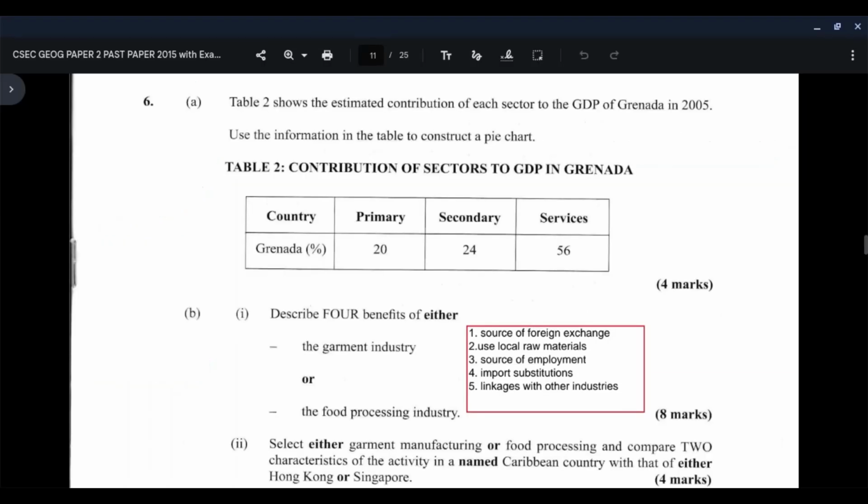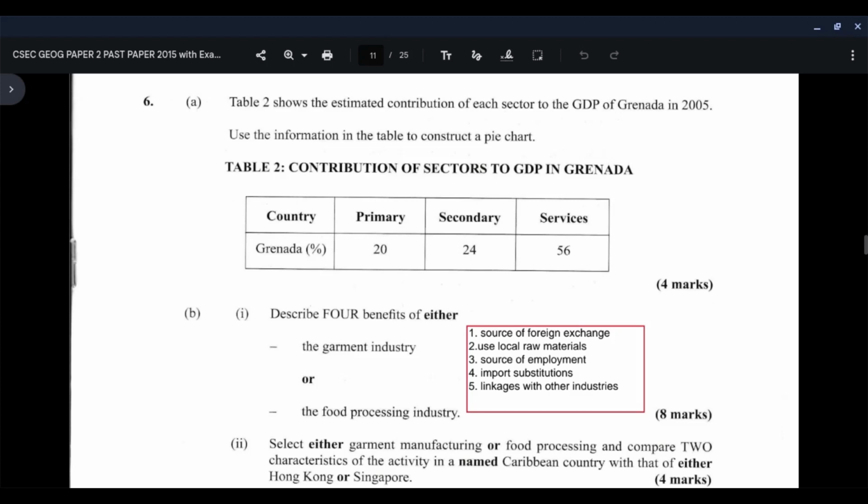Number 6 shows us a table that shows the contribution of sectors to GDP in Grenada in the year 2005. We are to use the data given in the table to construct a pie chart. How you will go about working out how to divide this into the three sectors of the pie chart is, remember that a pie chart is a complete circle.